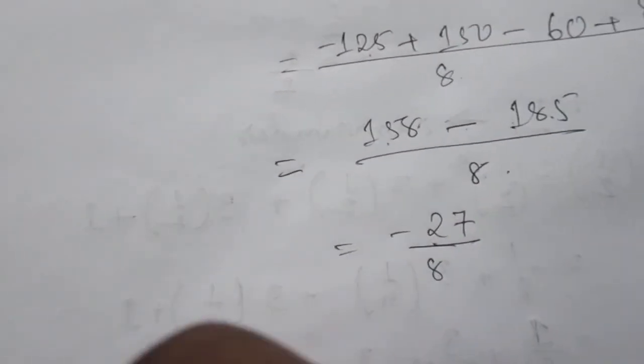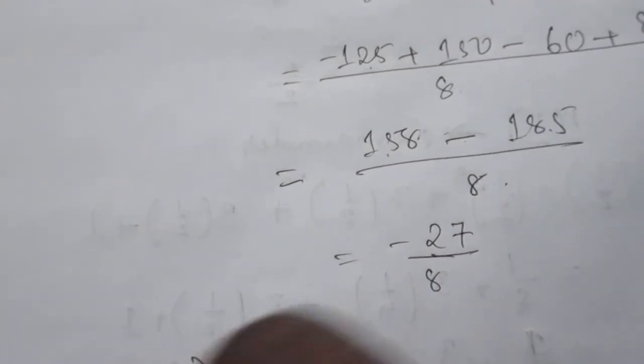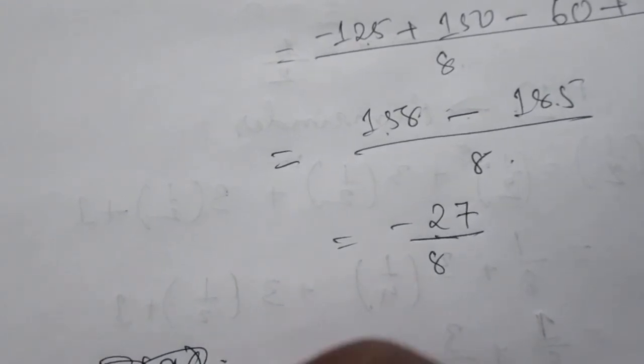So the remainder of this division will be minus 27 by 8.